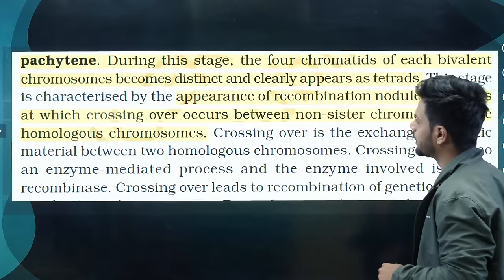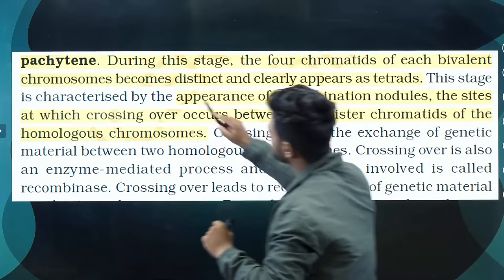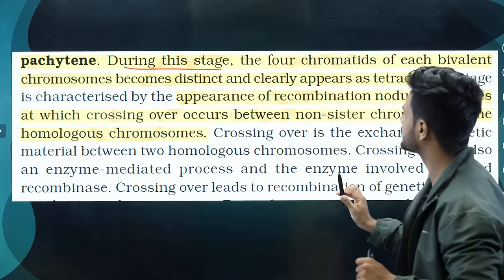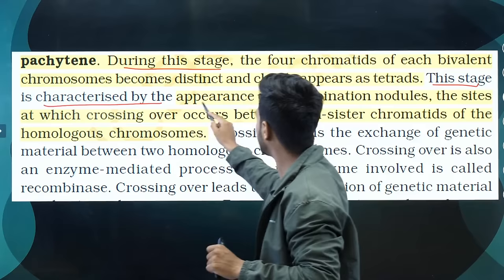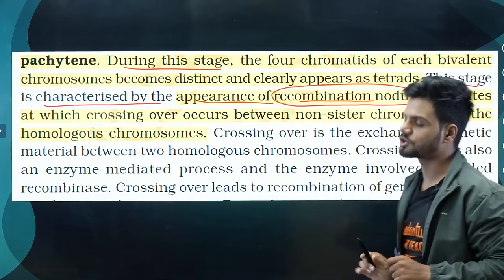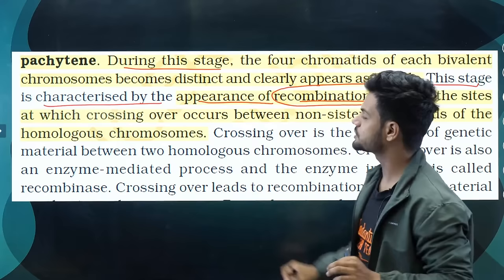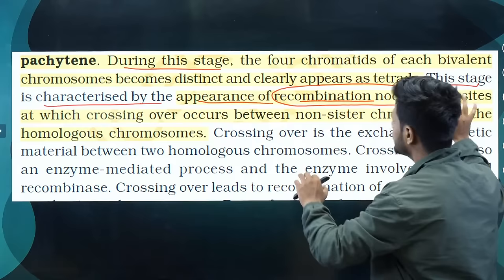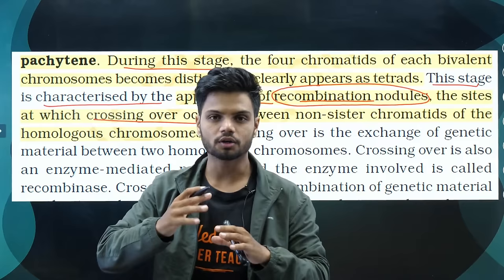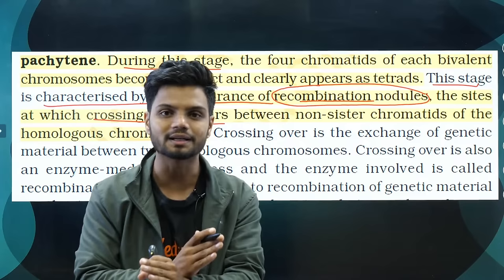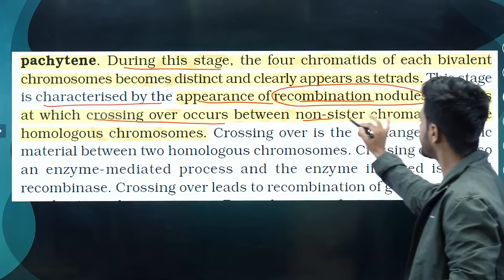NCERT proof, I got you covered. See here. At pachytene, the four chromatids of each bivalent chromosome become distinct and clearly appear. This stage is characterized by the appearance of recombination nodules. See, students, this can also be asked as a question: where do you see recombination nodule formation? Recombination nodule formation happens at the pachytene stage. These are the sites at which crossing over occurs, between non-sister chromatids of the homologous chromosome. Pachytene stage, done. Next question.